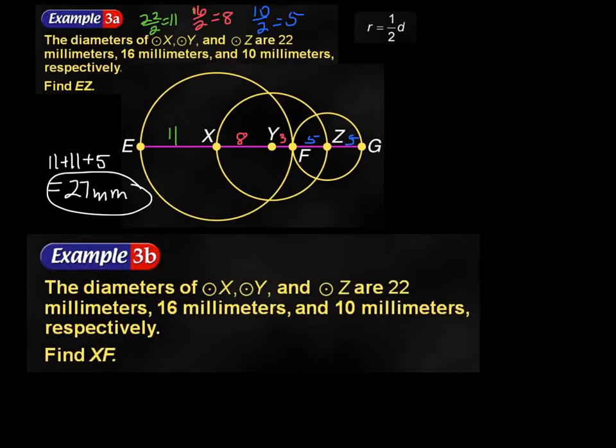Okay, same beginning, same diameters, find XF. And we already have it labeled on the diagram, so from X to F is just going to be 8 plus 3, that's an ugly 8, is 11 millimeters.